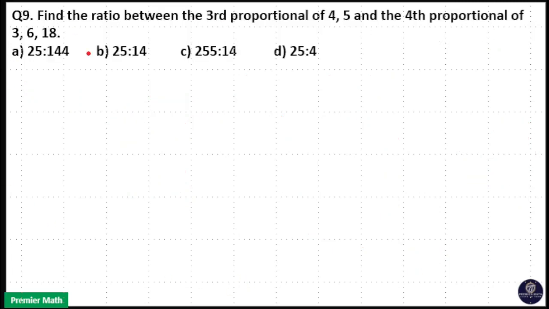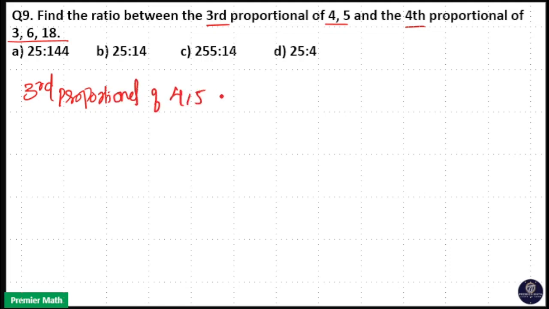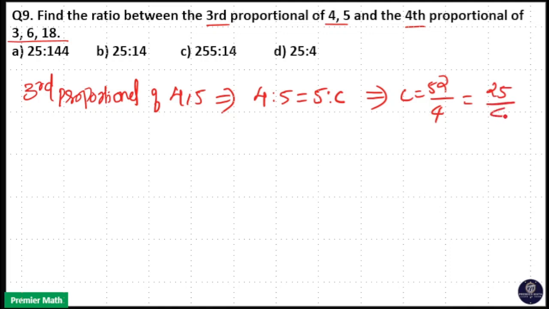Next is question number 9. Find the ratio between the third proportional of 4 and 5 and the fourth proportional of 3, 6 and 18. Here, the third proportional of 4 and 5 means 4:5 is equal to 5:C. That means C is equal to 5 squared by 4, that is 25 by 4.